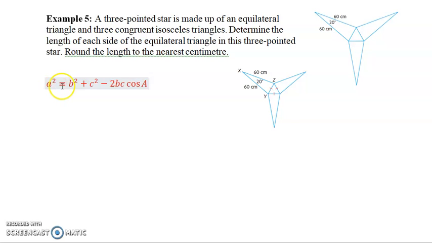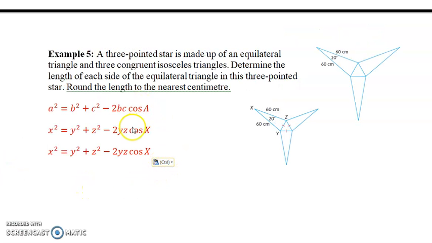Well, the book did. You can call it A, B, C. It doesn't make a difference. But we're looking for the side opposite of X. So this would be lower x. B and C don't matter, so we'll just call them Y and Z. All right. So this is Y, Z, and we know angle X. Right? So here we are. So that's our formula. So what we'll do now is we'll fill in what we know.